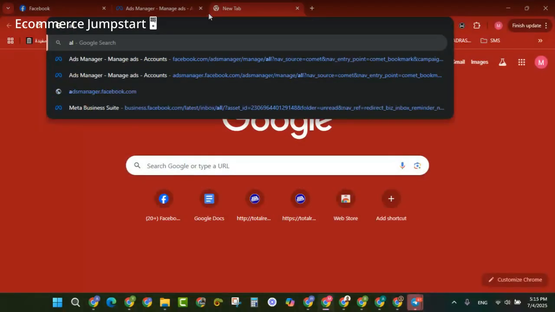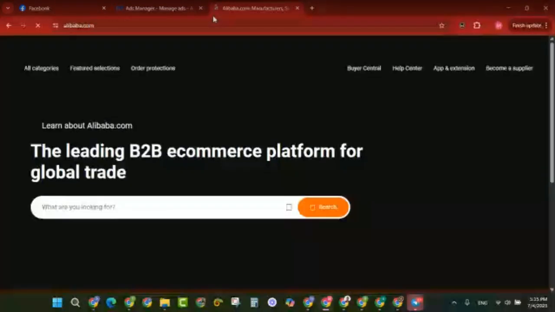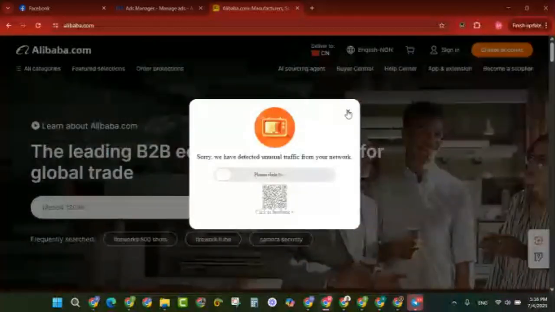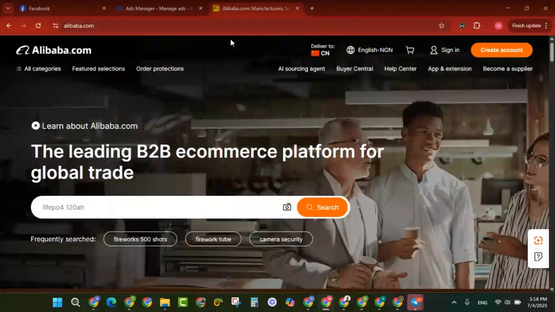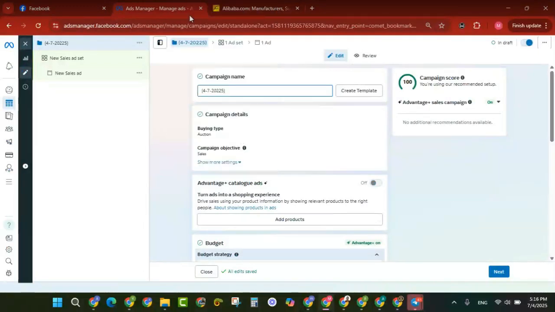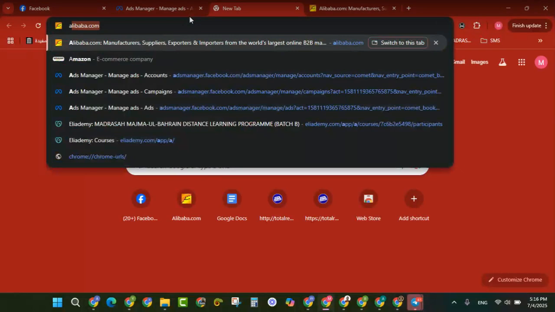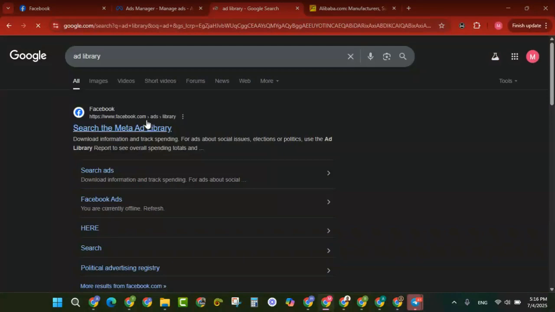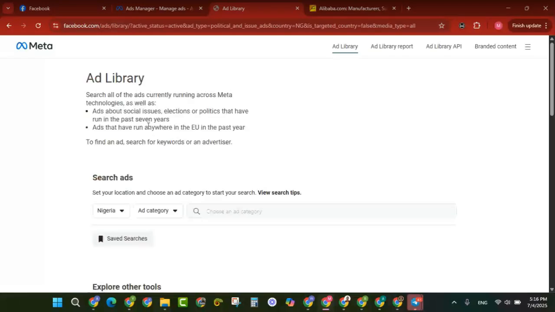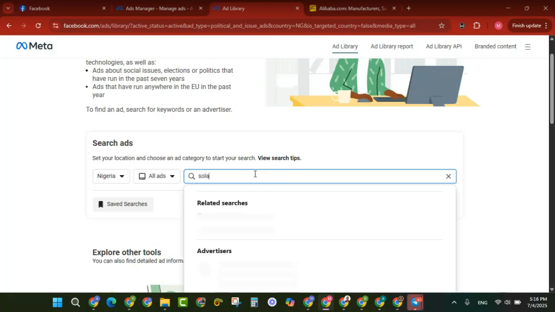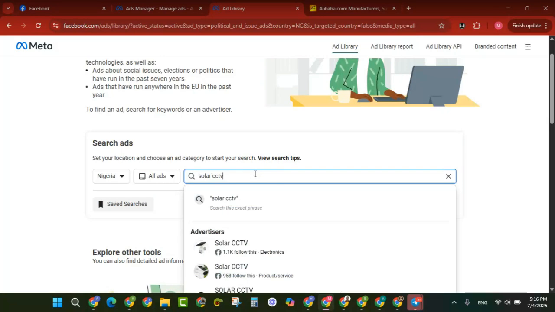Alibaba.com. Okay. Or there is one solar security camera. I do see people are advertising a lot on Facebook now. Let me check that one. Let me go to Ad Library. I've been thinking of making a research on it, so we can just do it together. So Nigeria, all ads. Let me see solar CCTV camera. Solar CCTV. Let me search.